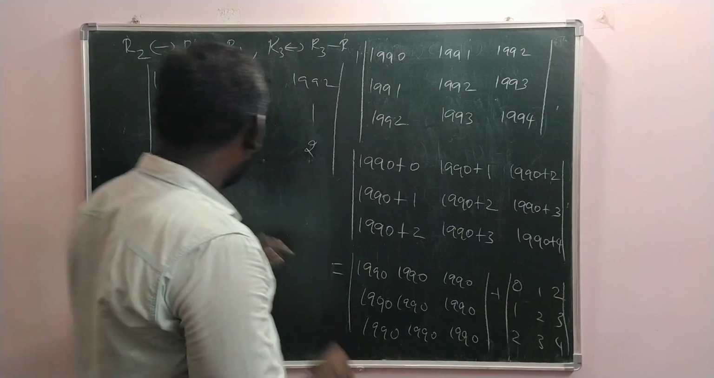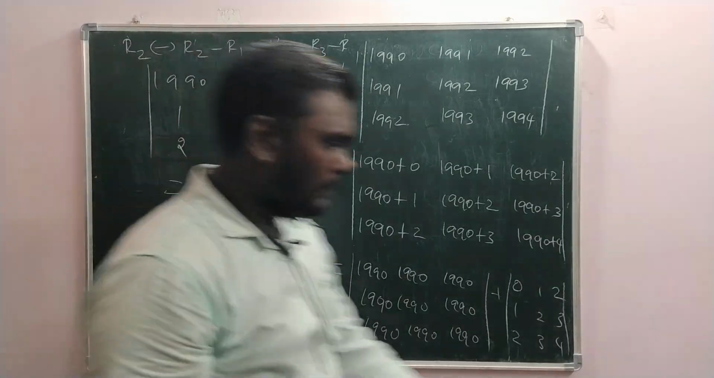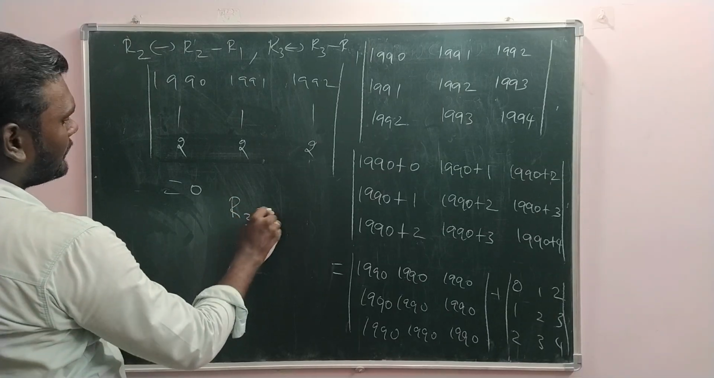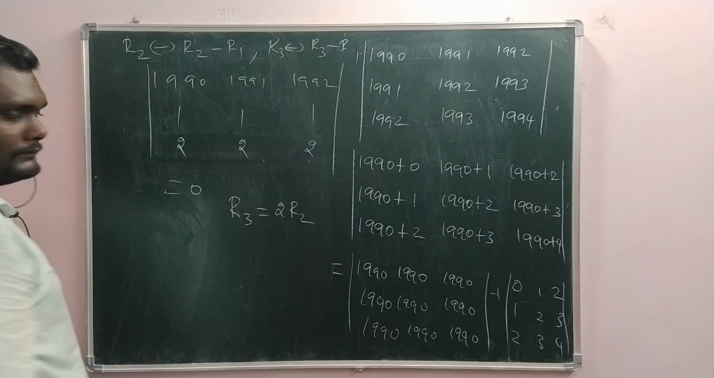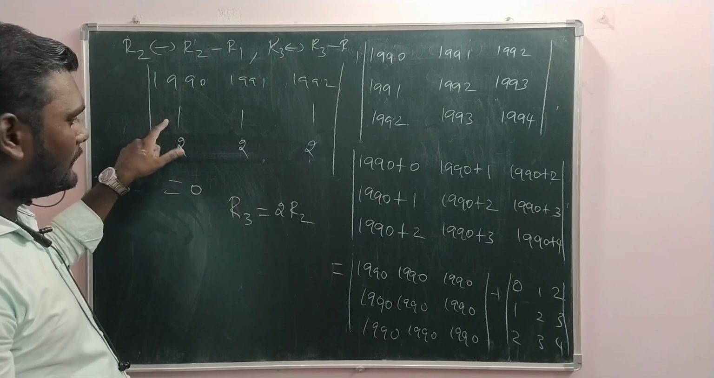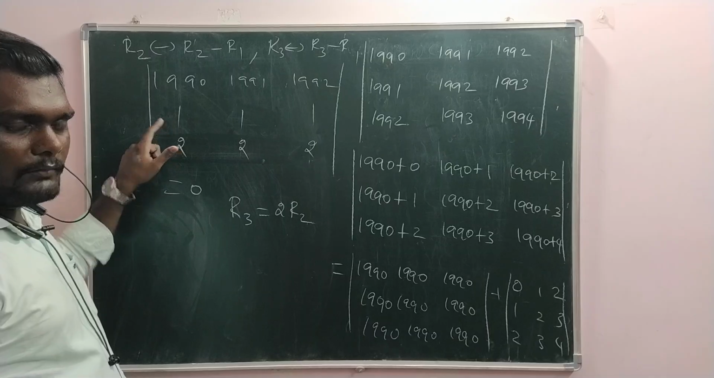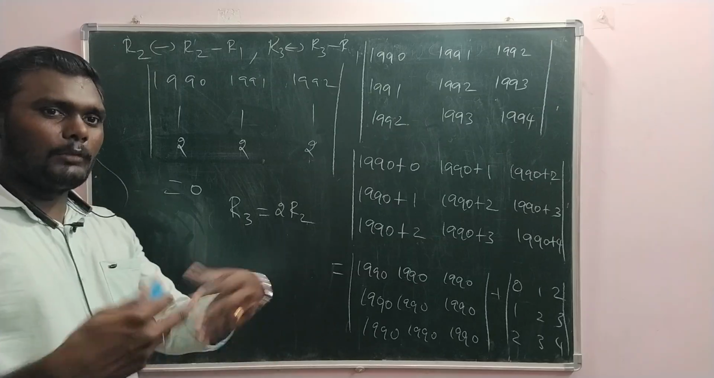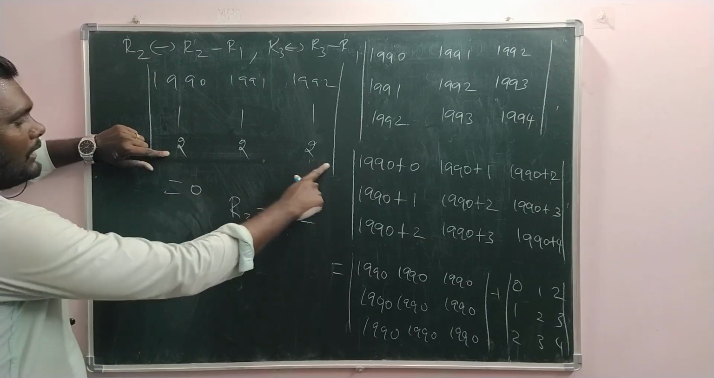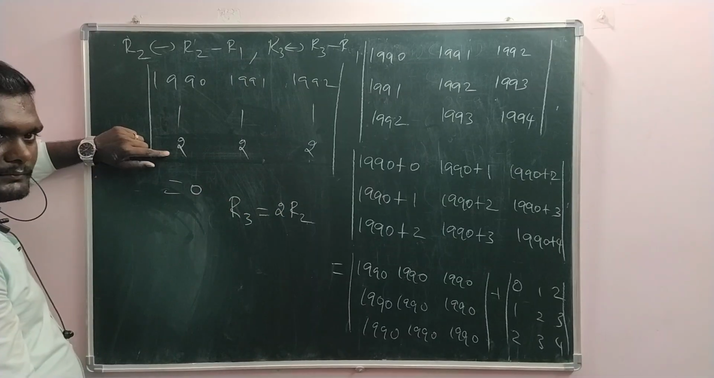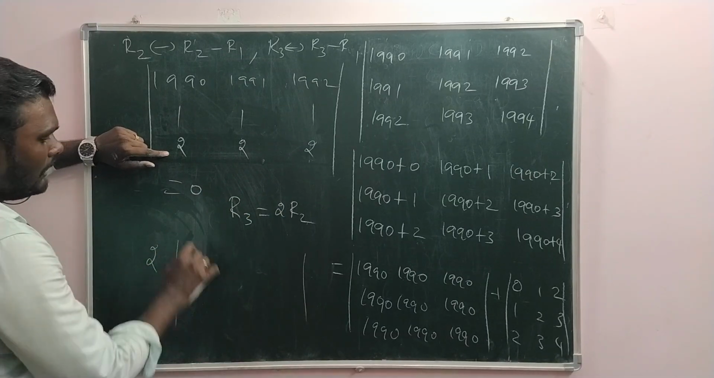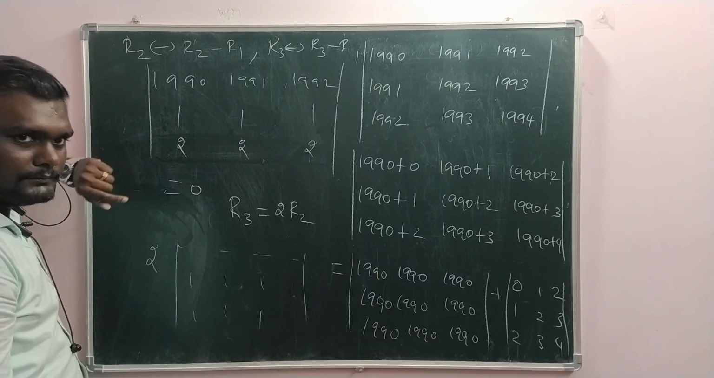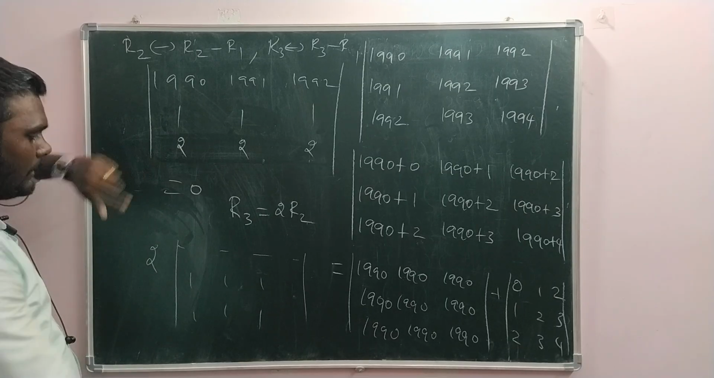Yes. See, this row is k times R2. Simply, R3 is nothing but what? 2 times R2, right? We multiply 2 with this. Okay. If any row is a constant multiple of another row, then we'll get what? Also, there is one more property, one more way. From all these row elements, we can take 2 as common, right? We can take 2 and we'll write all the elements. Here 1, 1, 1. Here also 1, 1, 1. Two identical rows, 0. That property also can be applied.